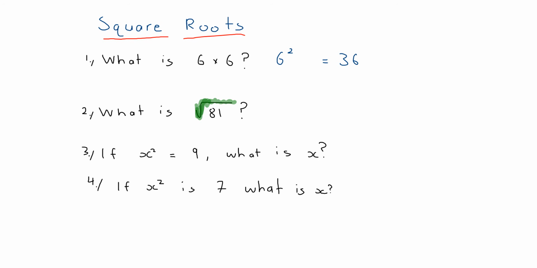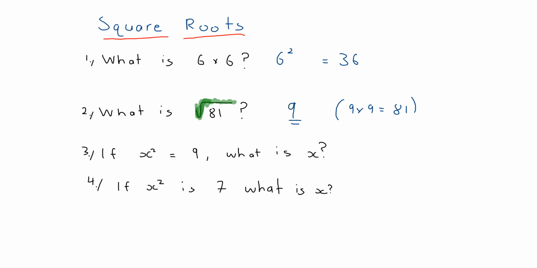And I'd go, well, 9. The answer's 9, and I'll just use a different color for that. The answer's 9. 9 is the square root of 81, and that's because 9 times 9 equals 81.